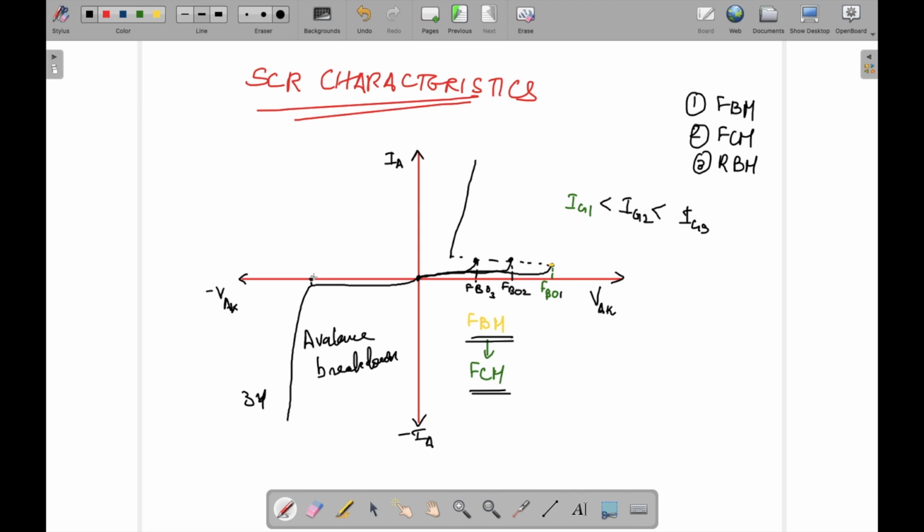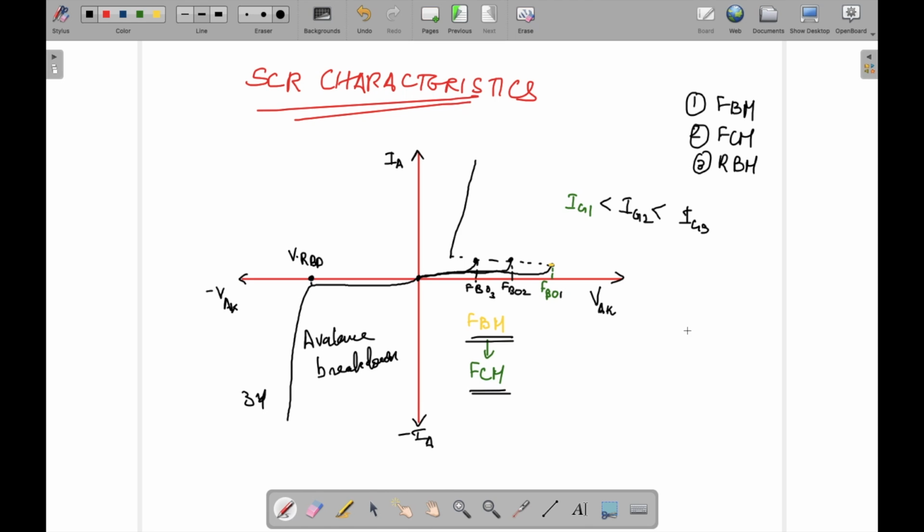And this will be the forward, sorry, this will be the reverse breakdown voltage. So this is the reverse breakdown voltage. Beyond this, there is no repair to the switch. So this is how the reverse breakdown mode of operation happens.